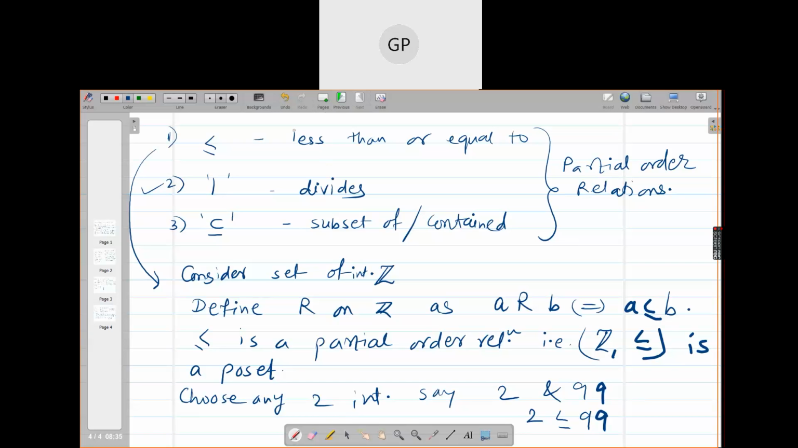You choose 1000 and 5000. 1000 is less equal 5000. You choose 299 and 200. So 299 is bada, so 200 is less equal 299. Do you understand what I'm saying? So any 2 numbers if you choose, they satisfy this relation. Divides जैसे नहीं होता है यहाँ पे.